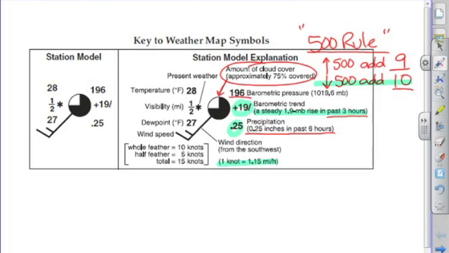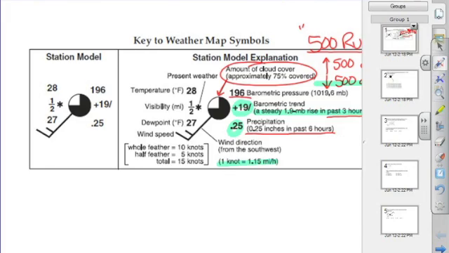You'll never get into 38.2% and trying to shade in different parts of the circle. They keep it pretty straightforward. Let's look at a couple of sample questions using the station model information they're giving us for free.